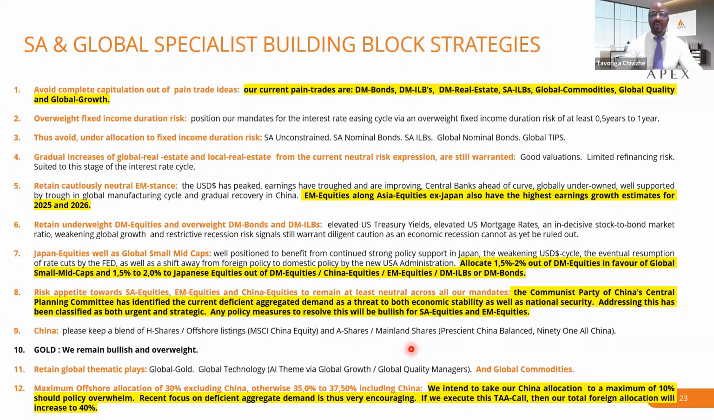So when we summarize our specialist building block, first of all, we are experiencing pain in the sense that DM bonds, I've already mentioned, are not doing well. DM IOBs are not doing well. We've got about a 5% exposure to 10%, 5% on the local side, 10% on the global mandates. DM real estate is not going to do well if bonds are not doing well and there are no rate cuts. So we understand that.